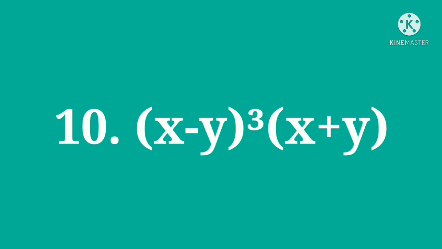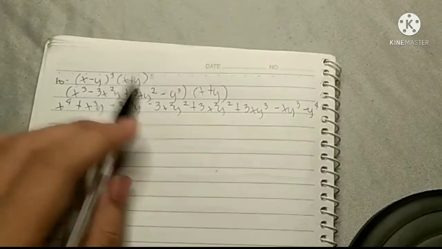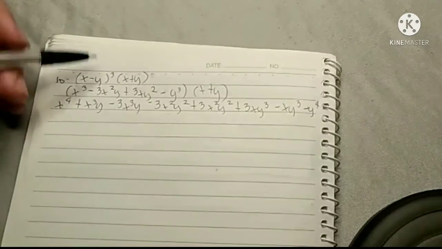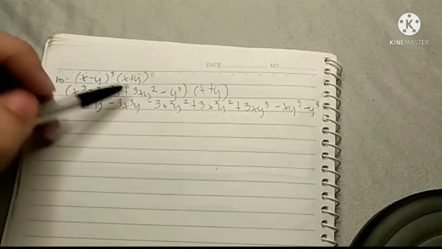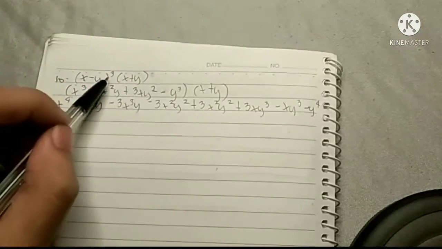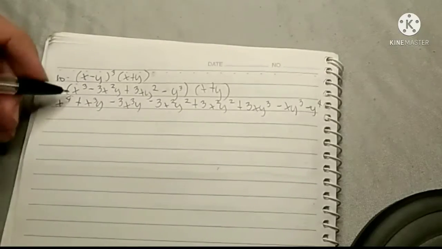So for number 10, we will solve for the quantity x minus y cubed and the quantity x plus y. So to solve for number 10, first we need to expand the quantity x minus y cubed and we will get this x cubed minus 3x squared y plus 3xy squared minus y cubed.